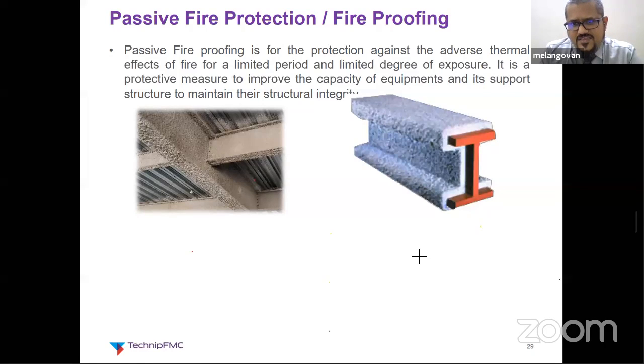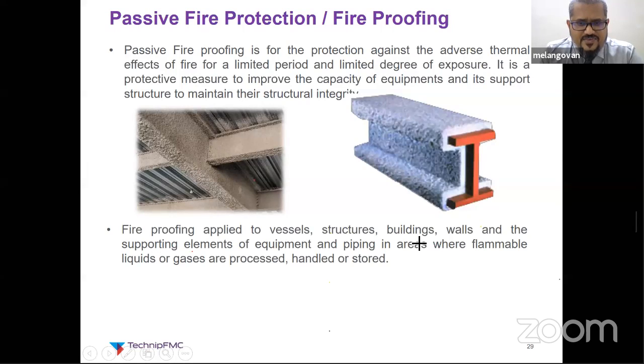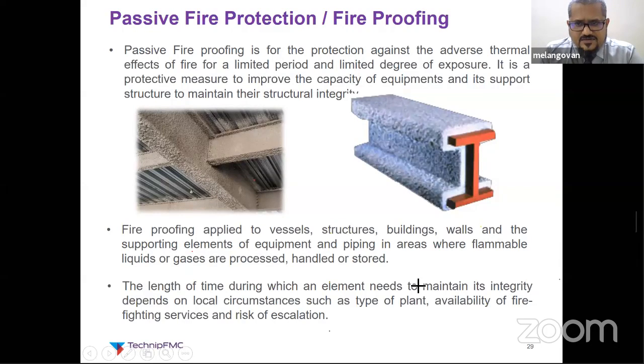So I am applying the PFP coating above this I-beam so that if there is a fire in the nearby equipment, this I-beam cannot lose its strength. So this is how the passive fire protection coating practically looks. Fireproofing is applied to vessels, structures, buildings, walls, and pipe supports where we have flammable material containing systems. The length of time during which an element needs to maintain its integrity depends on local circumstances. The selection of the type of coating is based on how much time I need to protect this member, and how much heat gradient it needs to withstand.